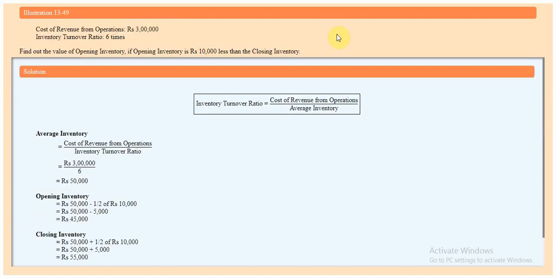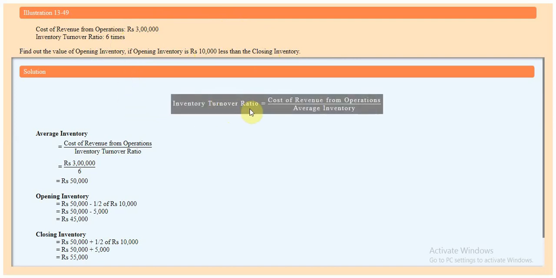This problem is illustration number 49. This is a short question. Cost of revenue from operations is given as 3 lakh rupees and inventory turnover ratio is 6 times. Find out the value of opening inventory if opening inventory is 10,000 rupees less than the closing inventory. Okay, they have directly given the inventory turnover ratio itself. So they are asking us to find out the opening inventory. They have given the ratio, they have given the cost of revenue from operations. Okay, let us solve this problem.